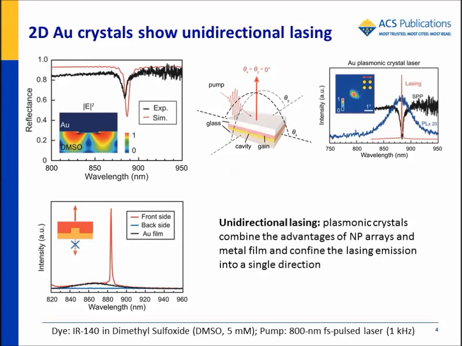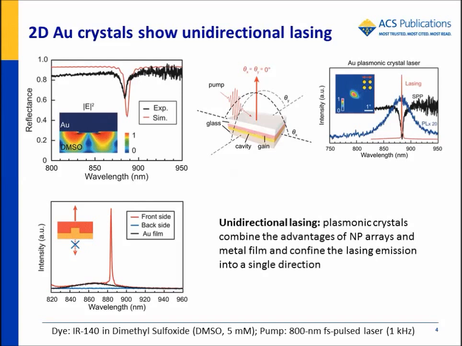More importantly, as shown in the bottom left figure, we proved that the laser emission was unidirectional, coming only from the post-array side. We conclude that the plasmonic crystals can combine the advantages of nanoparticle arrays and metal film, and confine the laser emission into a single direction.